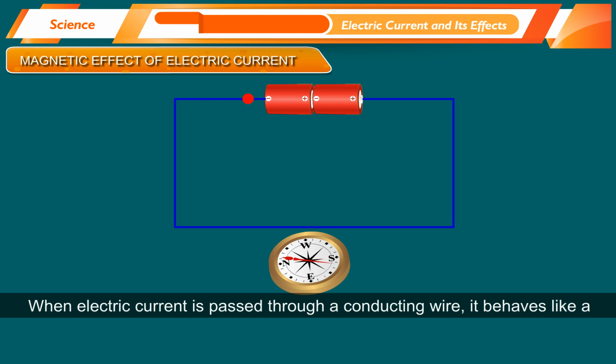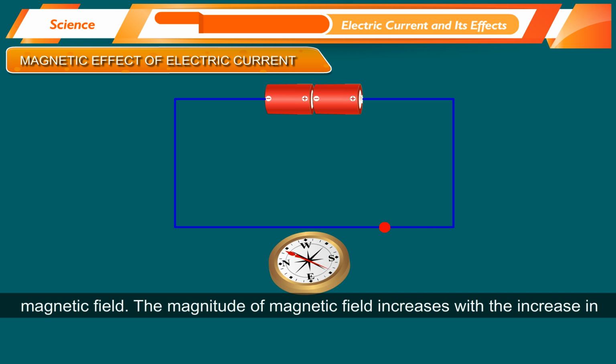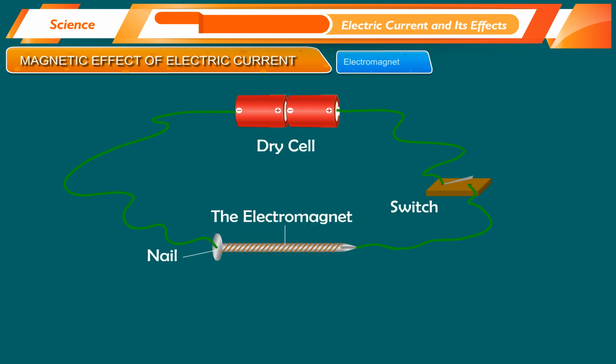Magnetic effect of electric current. When electric current is passed through a conducting wire, it behaves like a magnet. In other words, the current-carrying conducting wire produces a magnetic field. The magnitude of magnetic field increases with the increase in current intensity. The compass needle shows deflection when connected to the cell.